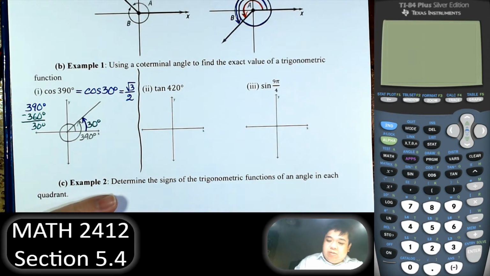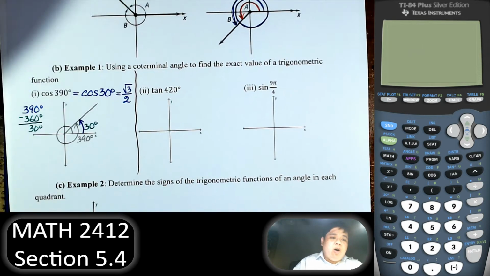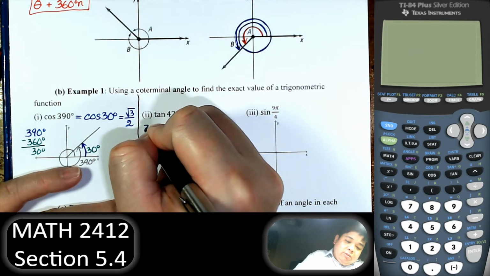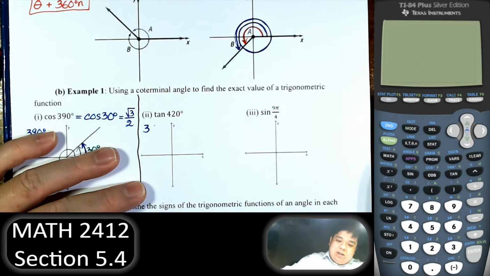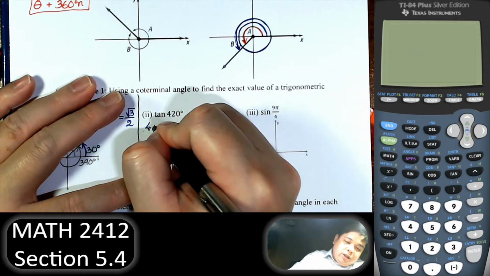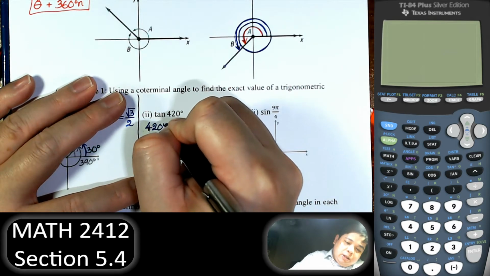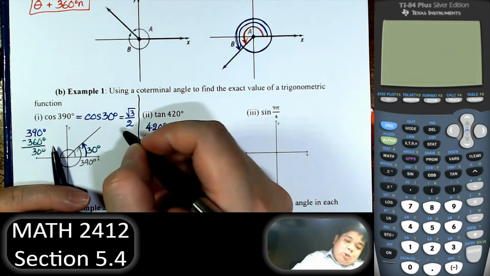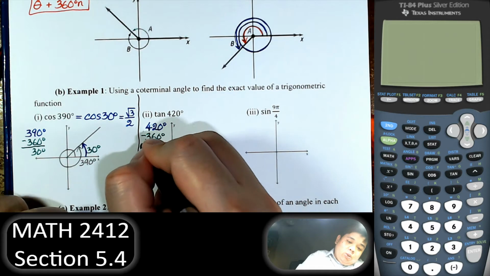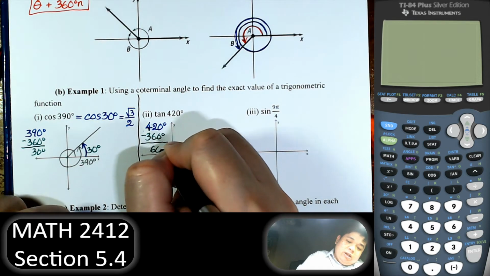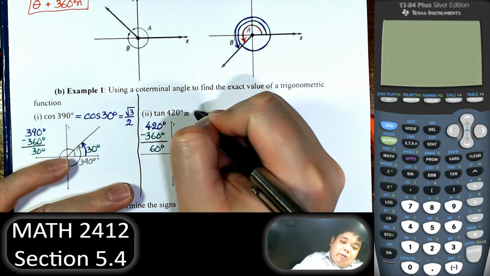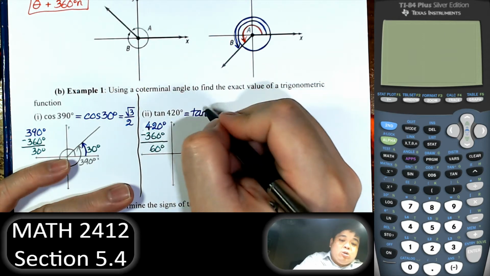Next, tangent of 420. We don't even need to draw it. If it is a number that is too big, we're trying to bring that to between 0 and 360 degrees. We have 420 degrees. We could minus 360 degrees, so that the angle is within 0 and 360, which gives us 60 degrees. And so 420 and 60 degrees are coterminal, therefore the trig function values will be the same.